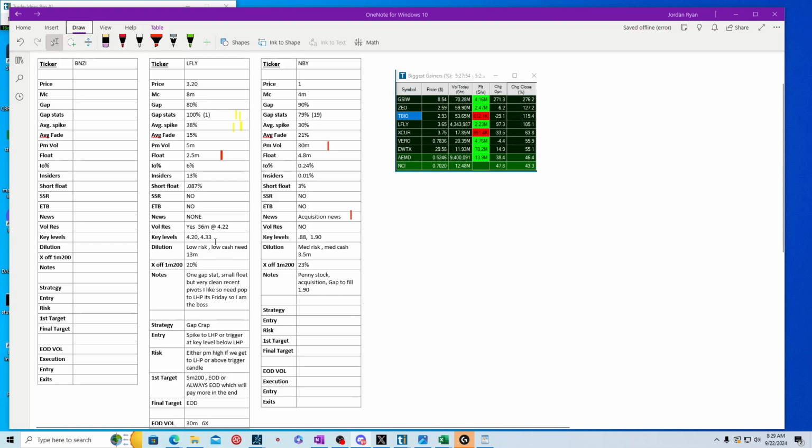So that's it. If you want a copy of this, hit me up and I'll send it to you, or you can just make your own. It's pretty easy.